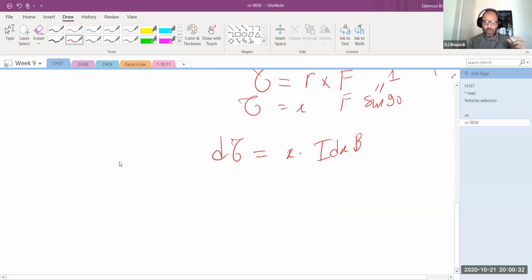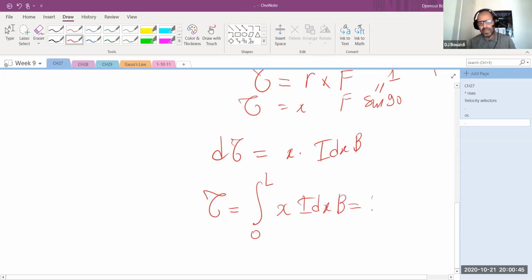Now we have to integrate throughout the entire wire of length L, because we have to sum the torques. Torque is a quantity that you can add. So the torque is the sum from 0 to L of this quantity, which is x I dx B. I and B are constant. That's the current and the magnetic field inside the wire. And I'm left with integrating from 0 to L of the expression x dx.